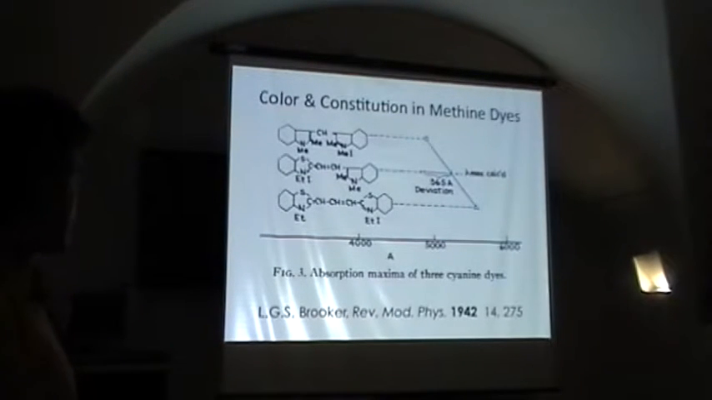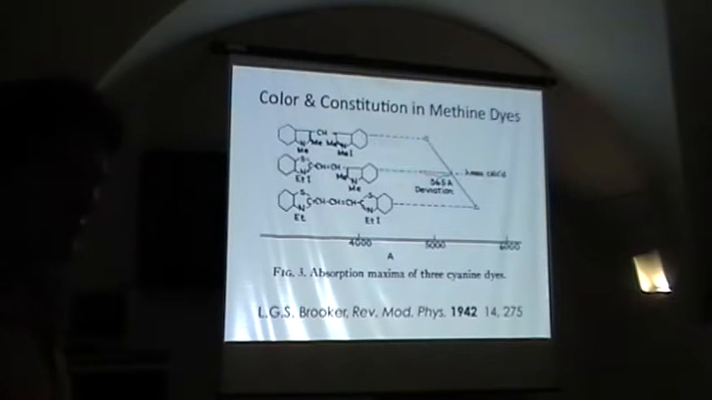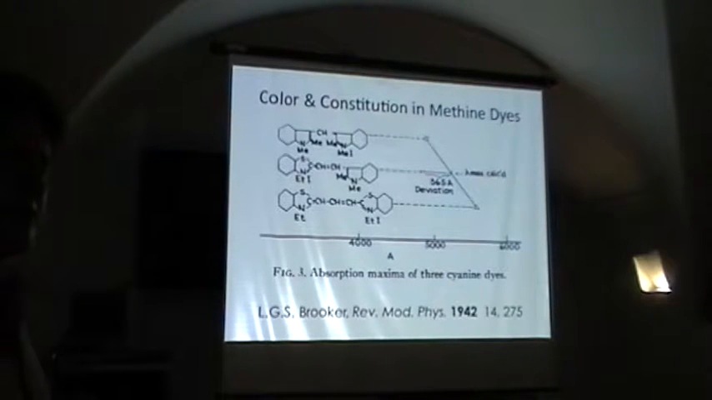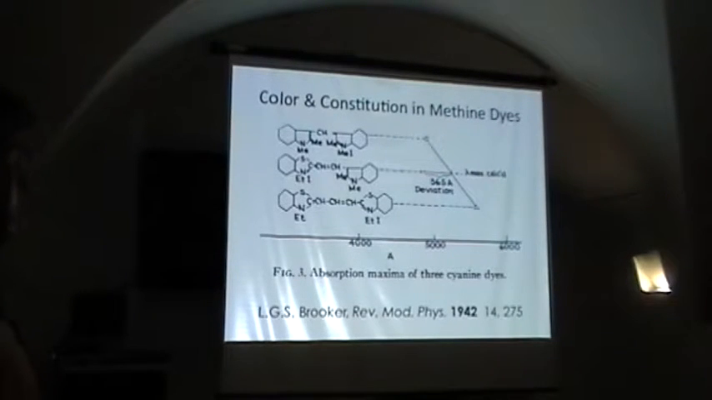So dyes like this have actually been known for a long time, and they were some of the first dyes to be generated with synthetic organic chemistry. And so they have a long history and are partly responsible for the growth of the chemical industry. In particular, there was a large body of work done around this time by this guy and others that discovered certain patterns in the absorption of these dyes.